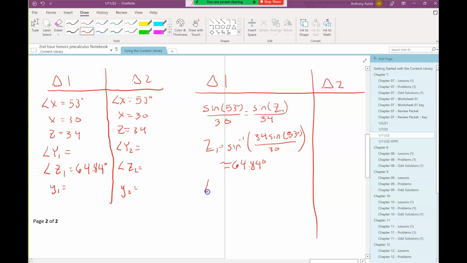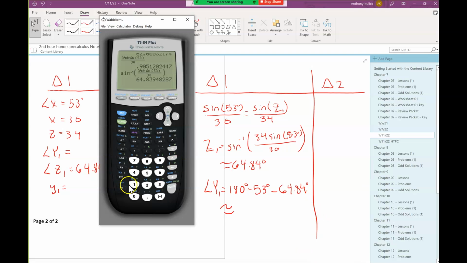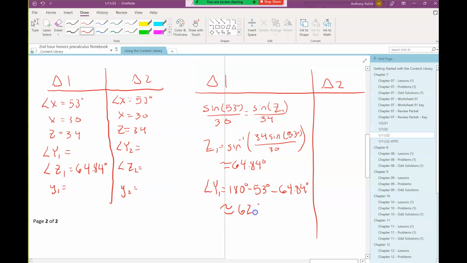Okay. So now that I know two of the three angles, getting the third angle is pretty trivial. Y1 is 62.16. Everybody still doing good?